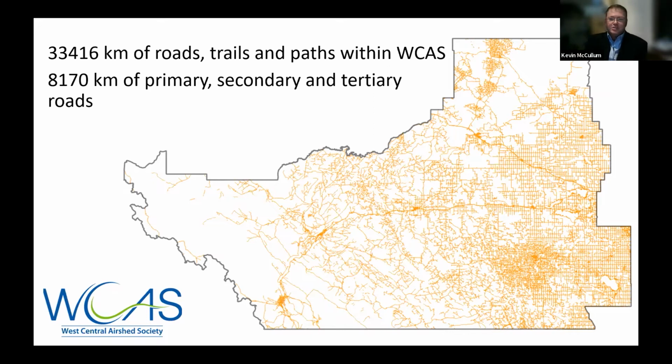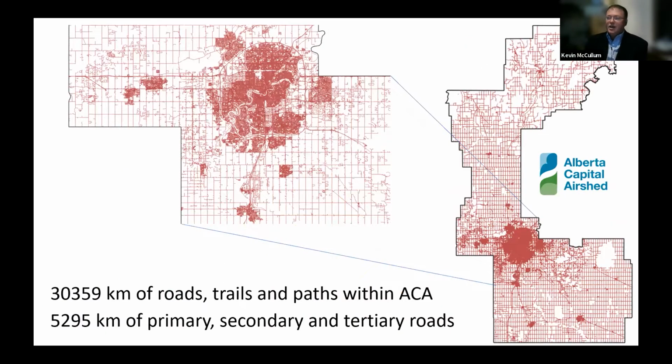If we move into the Alberta Capital Airshed, the borders have been expanded. So these are the new borders that we have. When we look at the layout there, you can't even see some of the areas around the city, so I blew up just the Edmonton region so we can see some of the roads. We're also looking at about 30,000 kilometers of roads, trails, and paths, again, with about 5,300 kilometers of primary, secondary, and tertiary roads. So I'm going to now pass this over to David to kick us off.